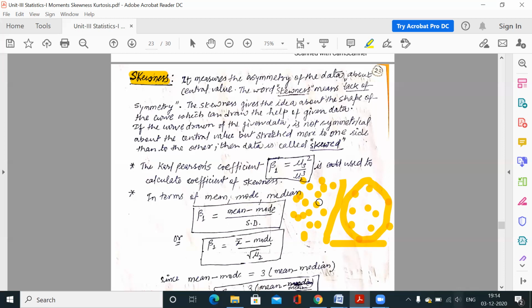It measures the asymmetry of the data about the central value. So suppose this is your central value. So now we measure the symmetry of the data on both of the sides.